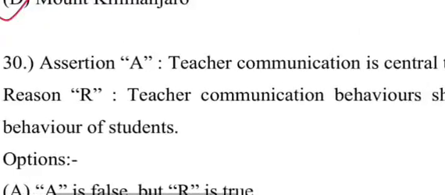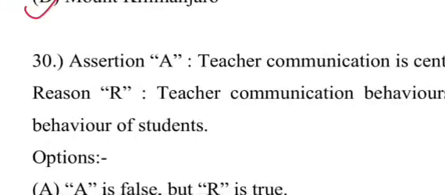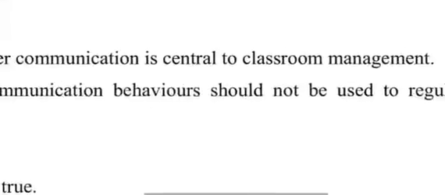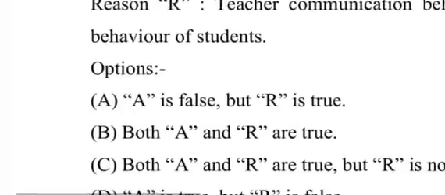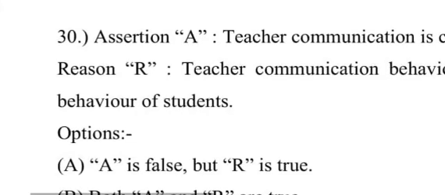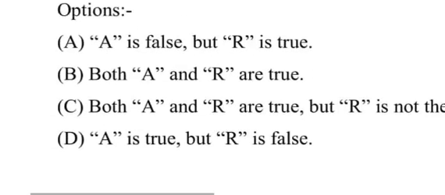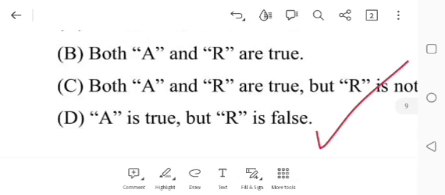30. Assertion A: Teacher communication is central to classroom management. Reason: teacher communication behavior should not be used to regulate the classroom behavior of students. So these are the options. What do you think? 30. D will be correct. Assertion is true, but reason is false.